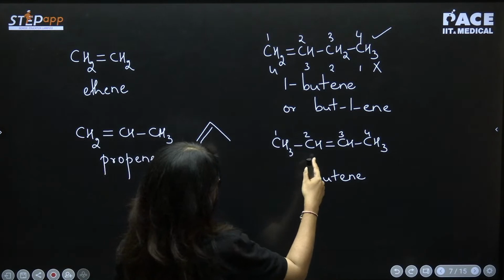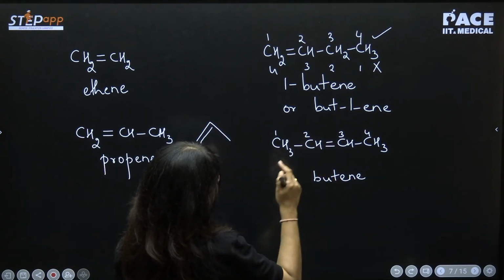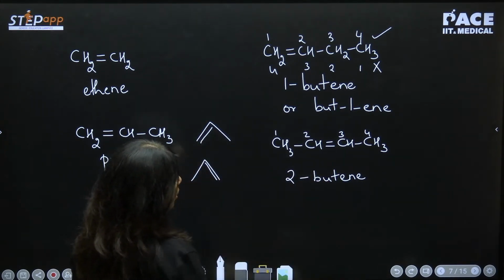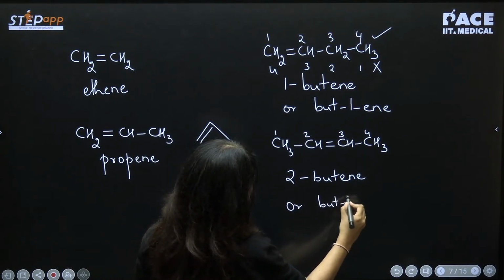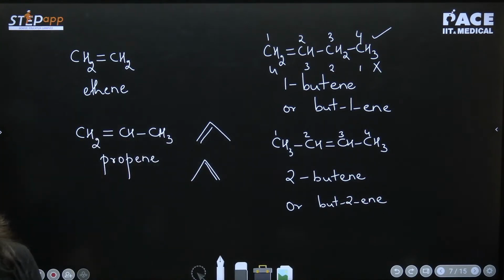Now for this compound, I can see the double bond is placed between carbon 2 and 3. So I have to indicate the smaller number. So this compound is 2-butene, or simply you can write it as but-2-ene. Okay. So 2-butene or but-2-ene.